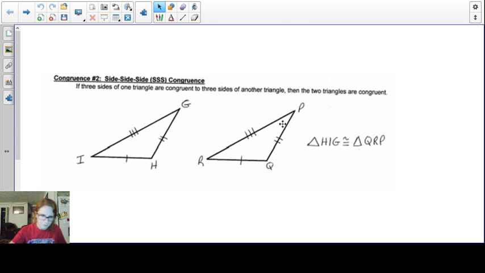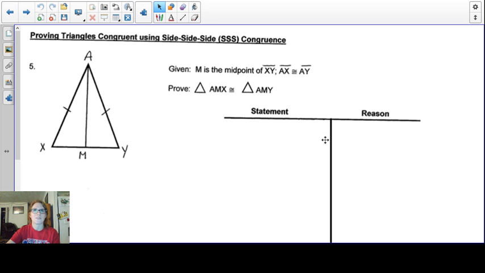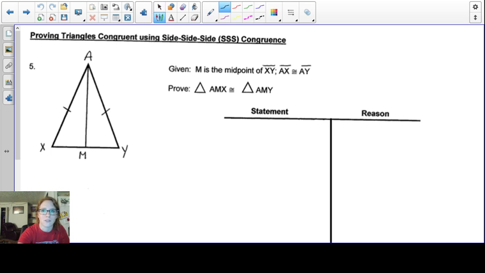So the first part, it says if 3 sides of one triangle are congruent to 3 sides of another, then they have to be congruent. Woo, common sense, right? Okay, so we're going to prove these two triangles are congruent. So we're going to start again like how we had started yesterday by talking about what information we're given.